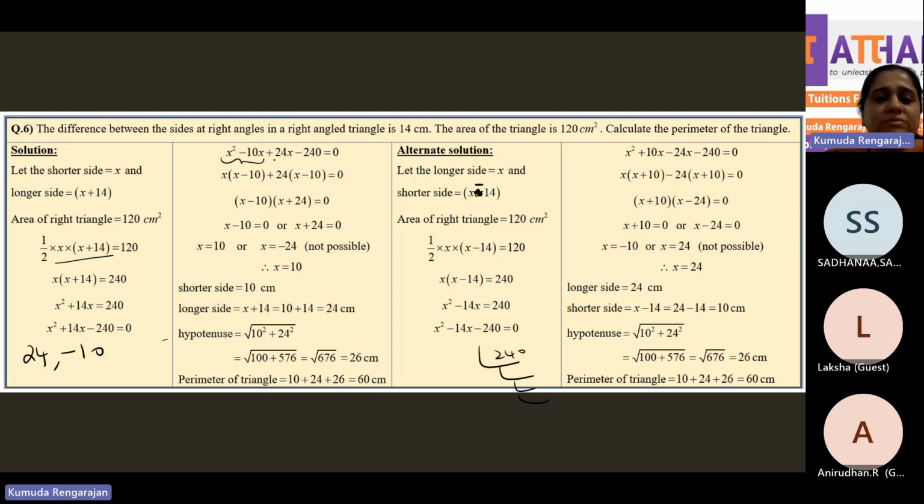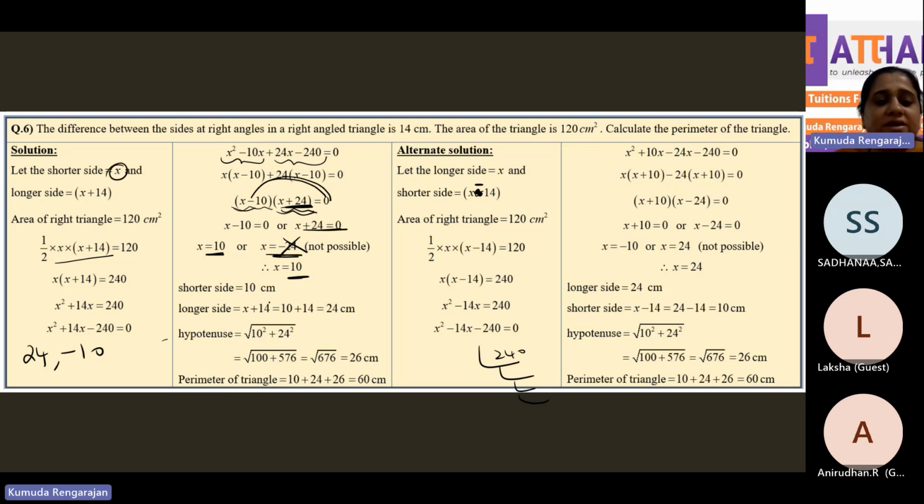Then group the first two terms and the last two terms. So you get x plus 10 and x plus 20, x minus 10 and x plus 24. Now x minus 10 is equal to 0, so x is equal to 10. Or x plus 24 is equal to 0, x is equal to minus 24. But this is not possible, no? Because x cannot be negative. It's a side of a triangle. It cannot be negative. So x is equal to 10.